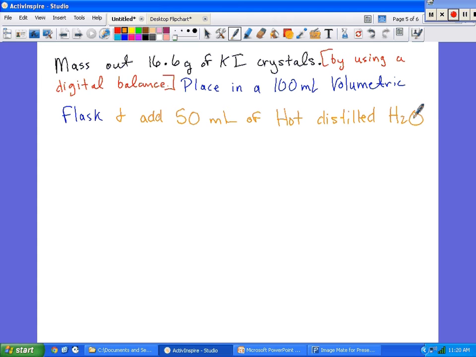Now, the question Janasia asked is why is it 50 milliliters? Okay, if I put in 1 milliliter, is it going to dissolve all that? No. If I put in 100 milliliters, that's filling it up. We don't want to fill it up, right?